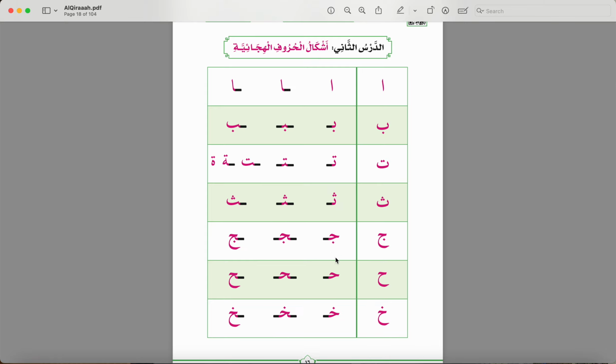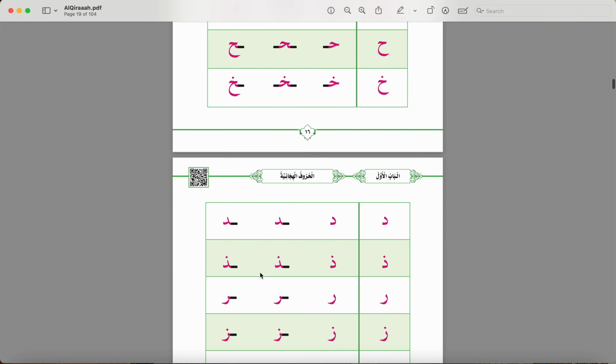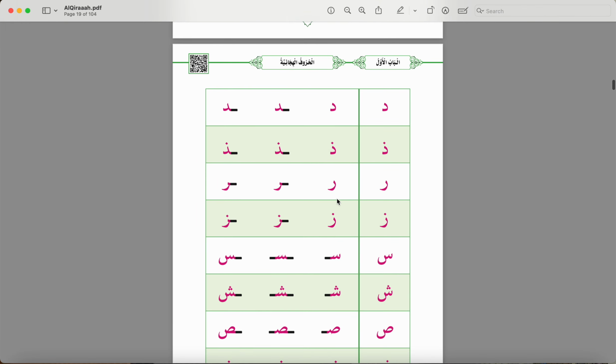Then we have the jim and the ha, very similar, and the kha, they connect in the middle, and this is how it looks in the end. And then you have the letter dal, and this is how the dal looks in the middle, and the dhal, and the ra, and the zay. And if you notice here, it's just like the alif, it does not connect on its left hand side. The dal, the dhal, the ra, and the zay do not connect on the left hand side. That's why it looks exactly like how it will be in the end of the word.